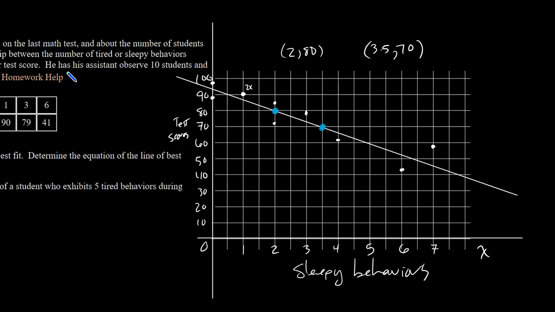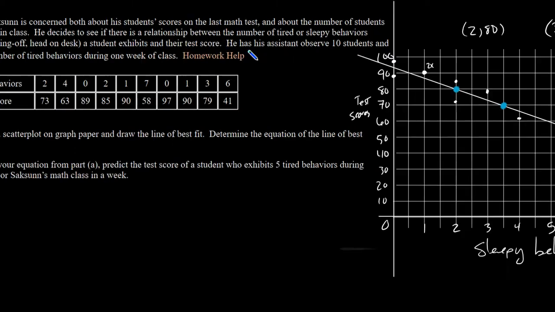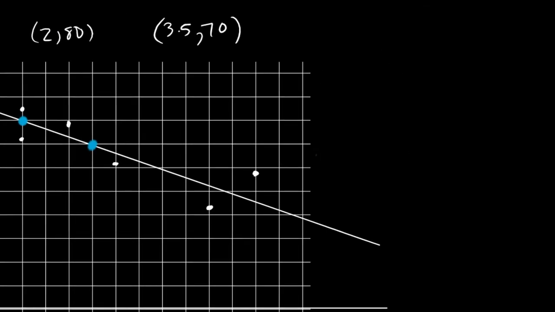Because that's what the final part says. And this is good because we get to practice what we've been doing in class, right? It says use your equation from part A. Well, we haven't come up with it yet, right? But we've drawn our line of best fit, and it says determine the equation of the line of best fit. So let's come over here and just focus on that.